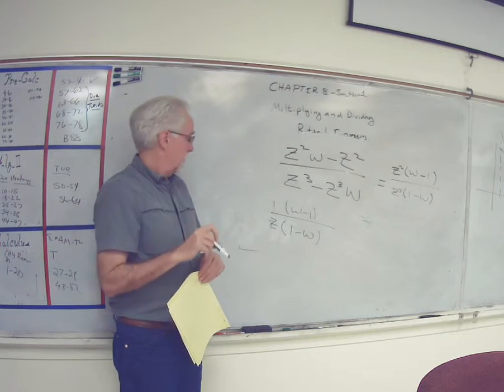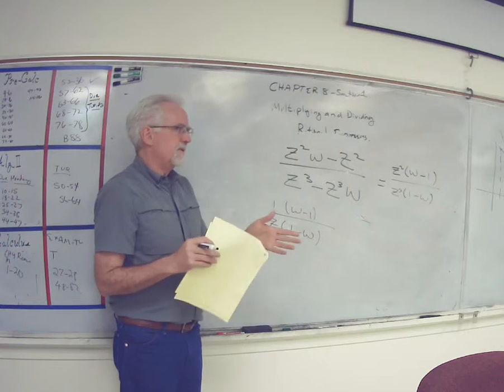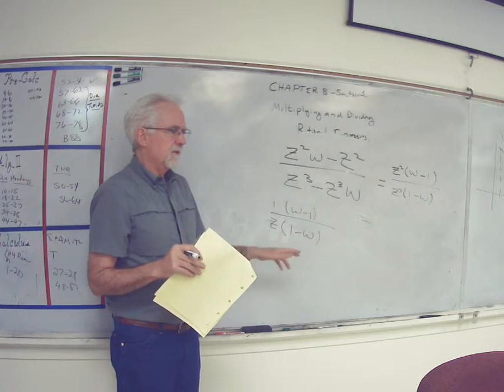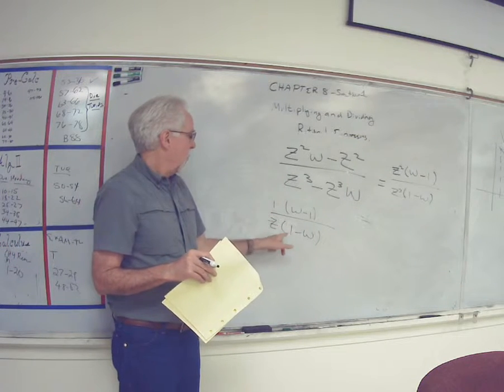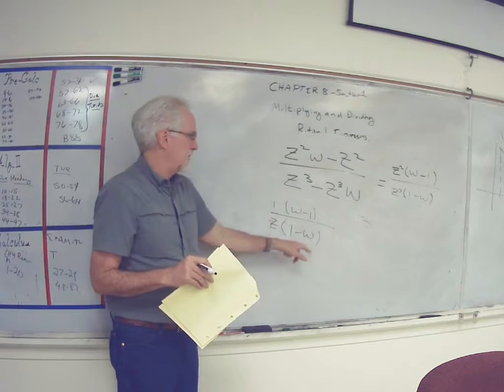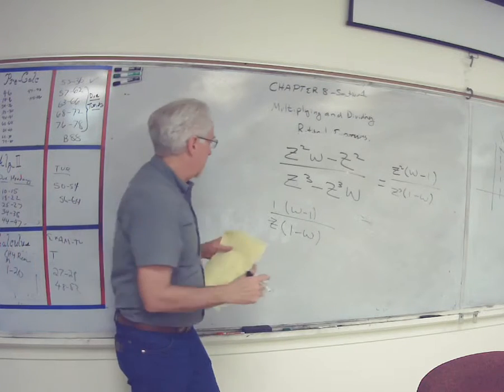1 minus w, or it'd be 1 plus w. No, I know what you're thinking. You're thinking of a complex conjugate or a conjugate for a square root. That's a good thought, but that's not going to work here. What do I wish this one was? W minus 1.